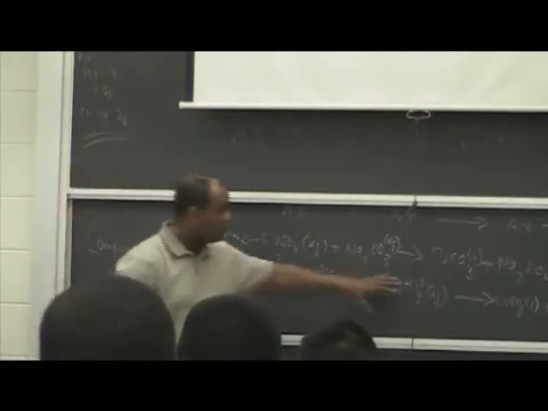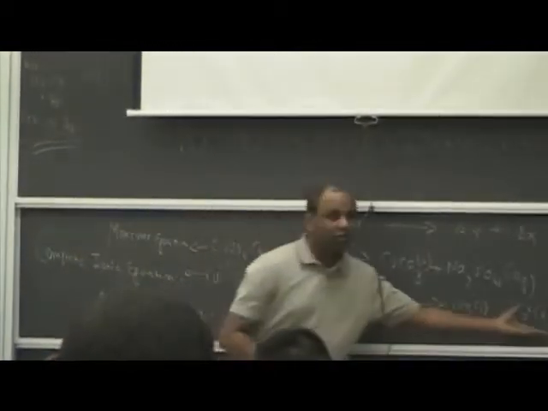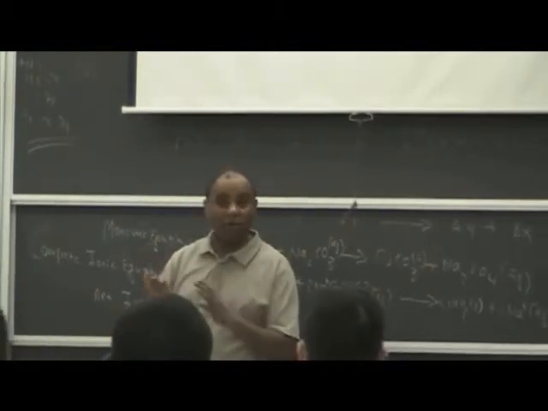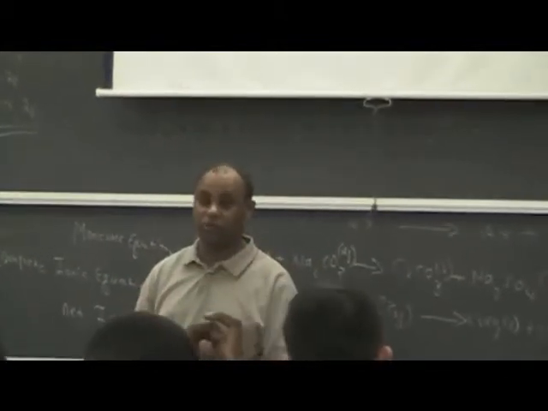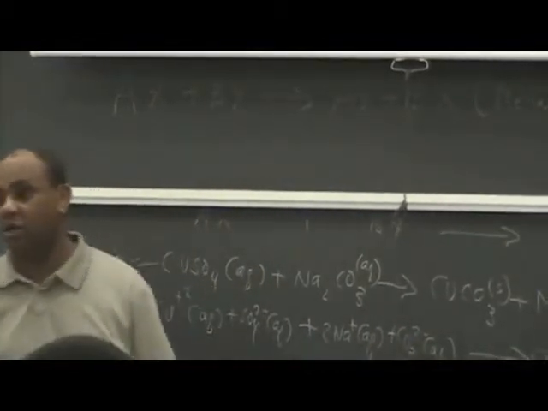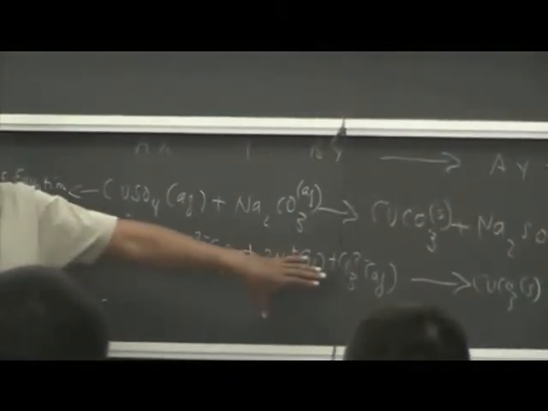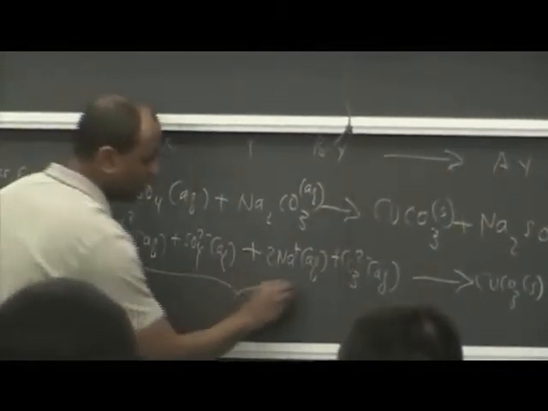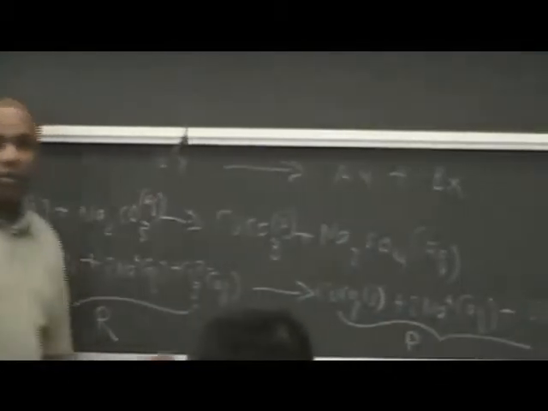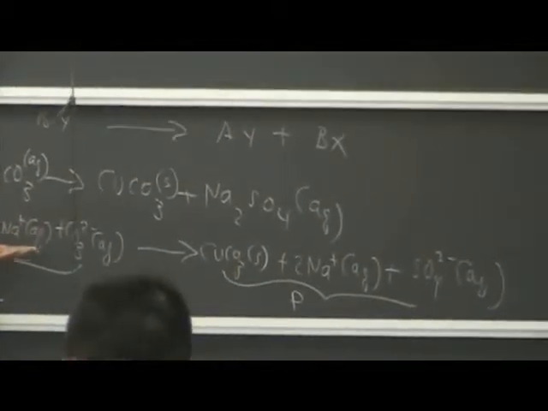Meaning to say, we have ions here. They are on the reactant side, they are on the product side, but honestly, they don't play any direct role in the process of the reaction. You can remove those ions. What are those ions? You have to look. Is there any ion here on the reactant side that is also on the product side? This is reactant. This is product.